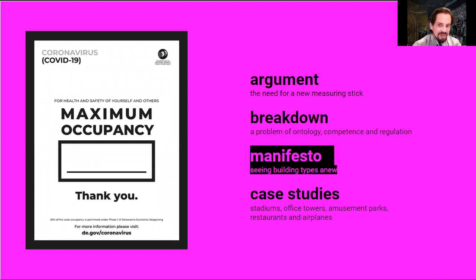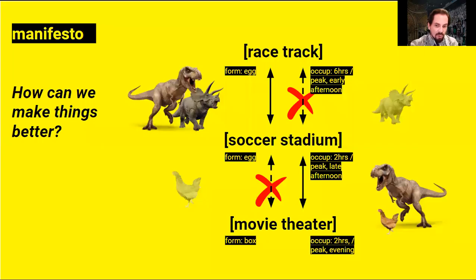Now we're going to switch gears again and talk about the actual manifesto. We had already spoken about the role of taxonomy, Borges's animal categories of belonging or not to the emperor, the T-Rex being more closely related to the chicken than to the Triceratops, and finally, how I argue that, if seen from the perspective of occupancy rather than morphology, a soccer stadium is much closer to a movie theater than to a racetrack, despite them having clearly different forms.